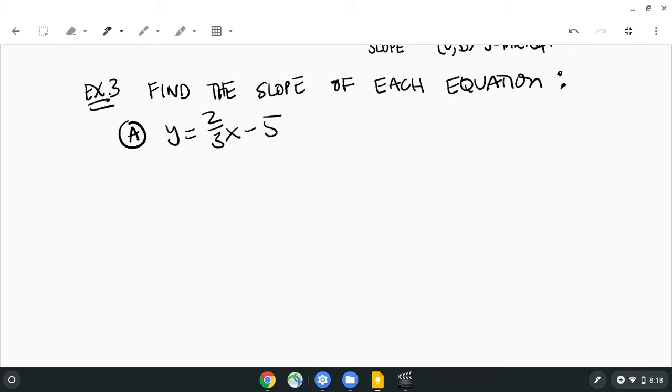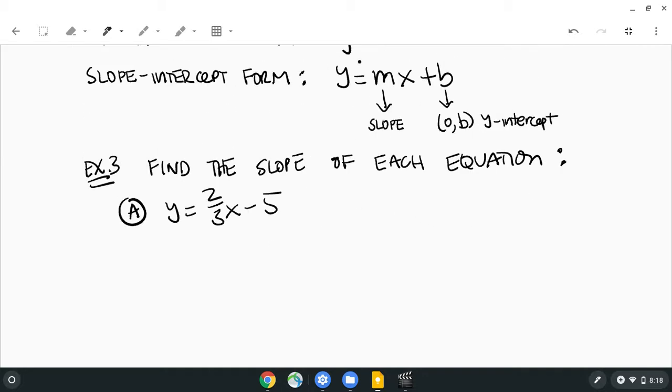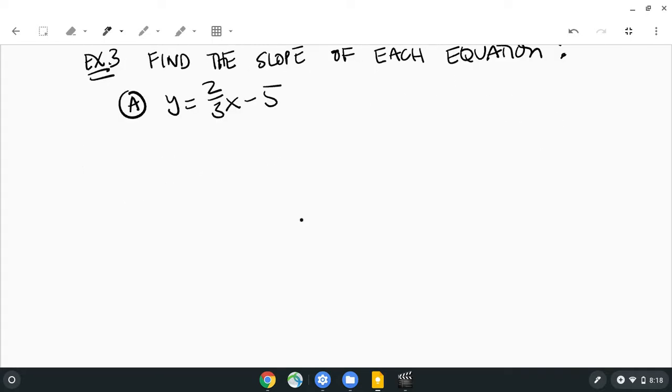So this is probably the easiest of the 3. Okay, so we can see here, this is written in slope-intercept form. The y is by itself. Okay, and when it's written by itself, the number next to x is the slope. Okay, so that was pretty easy. Nothing to be done.